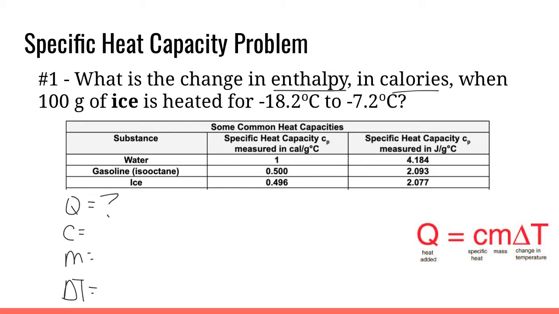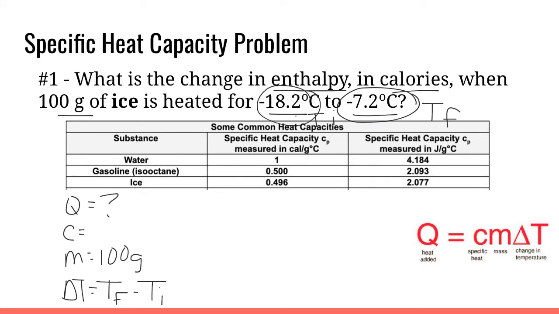In calories, when 100 grams of ice, so I know that my mass is 100 grams, is heated from negative 18.2 degrees Celsius to negative 7.2 degrees Celsius, so that'll give me my delta T. Delta T, or change in temperature, is T final minus T initial. So this is my final temp, this is my initial. So I'm going to take negative 7.2 minus negative 18.2, and when I do that, I get 11 degrees Celsius.